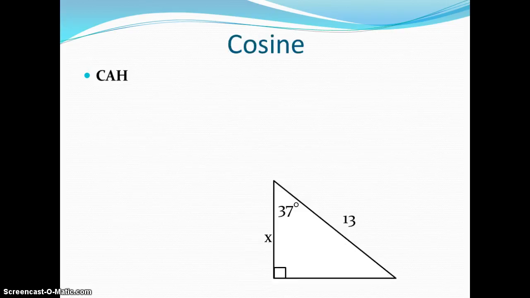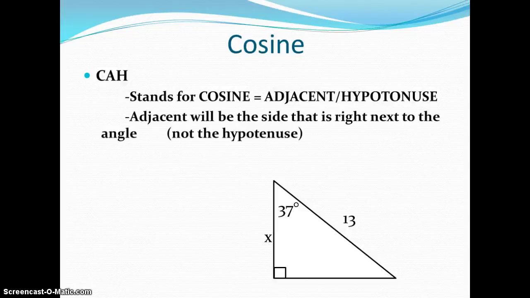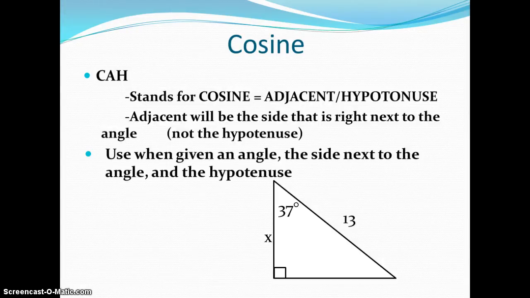Cosine, C-A-H. It stands for the cosine equals adjacent over hypotenuse. Adjacent means the side that is right next to the angle, that is not the hypotenuse. So down in our triangle, we have our degree measure 37 degrees, and our adjacent side would be x because it's right next to our angle, and it is not the hypotenuse.